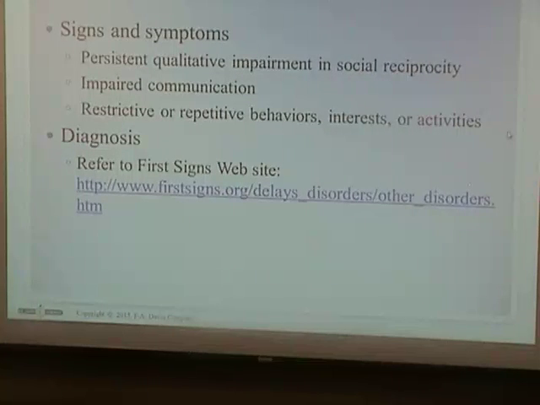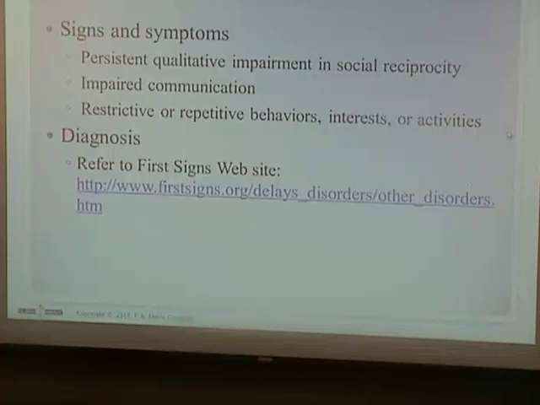Persistent qualitative impairment in social reciprocity. What the heck does that mean? Any idea? They don't get along with the kids. They have social issues. Right. They have trouble interacting and being social with other people. They tend to do things like they won't look you in the eye. They won't make eye contact with you. They tend to turn away. And they just act off all the time. It's like, well, you're around a kid and you're like, why do you act that way?